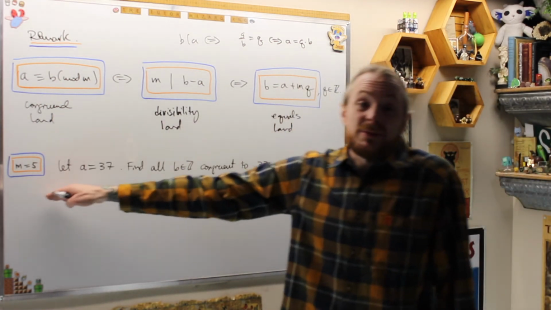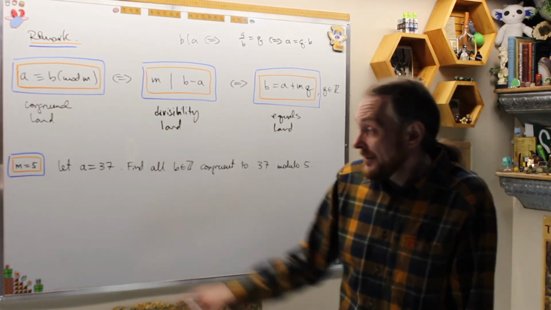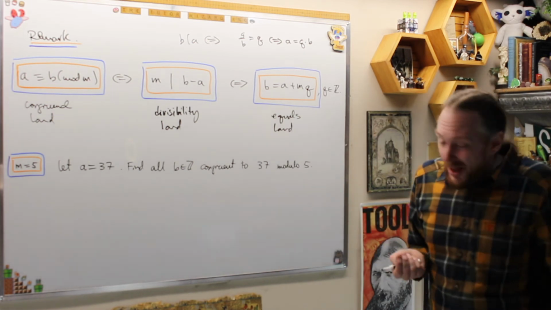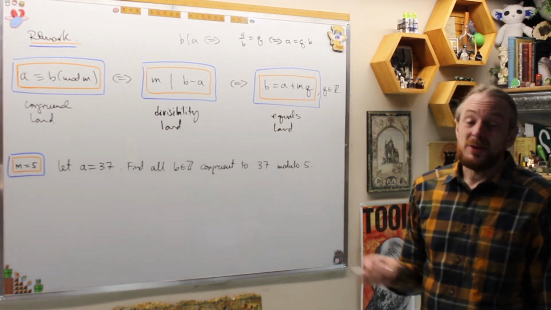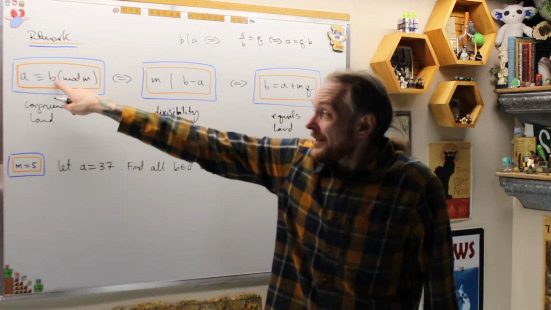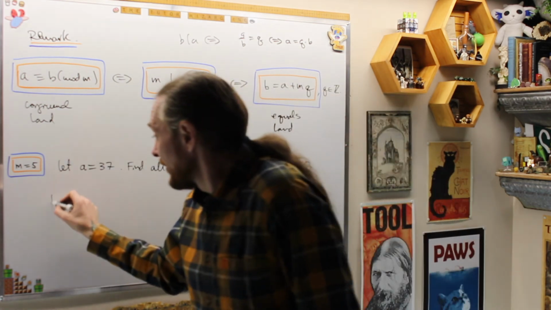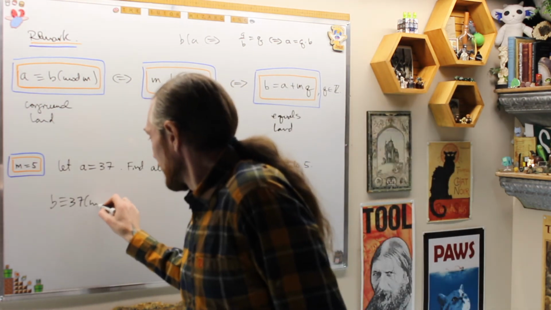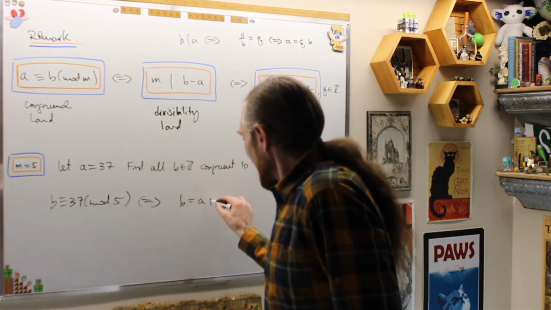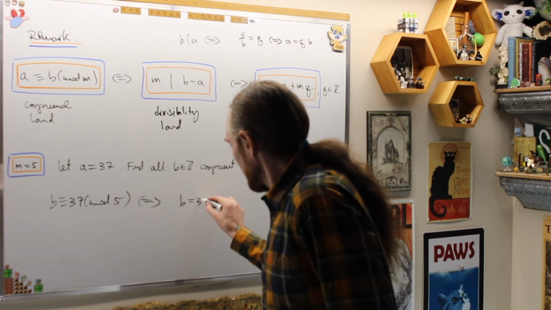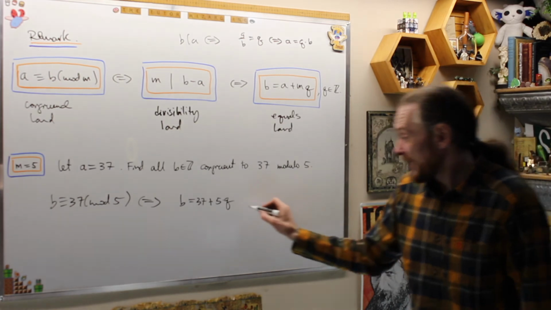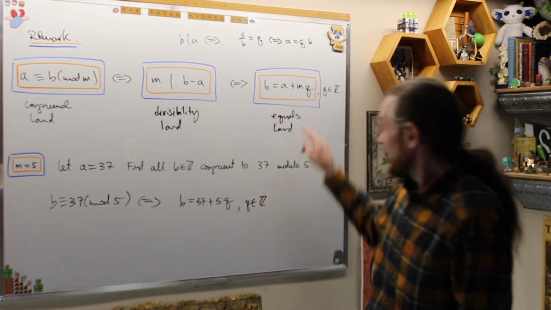If I now take m equals 5, which was our running example for the modulus, let a be 37. If I now ask the question, find all other numbers b which are congruent to 37 modulo 5, well, the way to do that is right here. b is going to be congruent to 37 if and only if b equals a, 37, plus multiples of 5, where q is any integer. This is what this is saying.